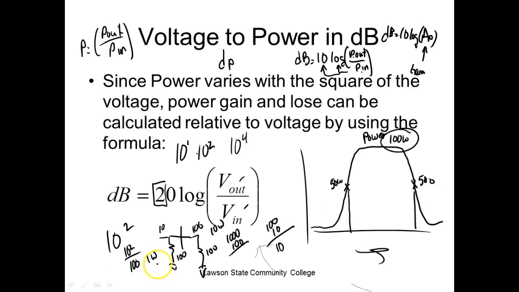10, right? You understand? But the formula changes. So if I want to use voltage and I'm using dB, then we're going to use what? 20 log V out over V in. And what that's going to do is it's going to tell me the power gain in the circuit.